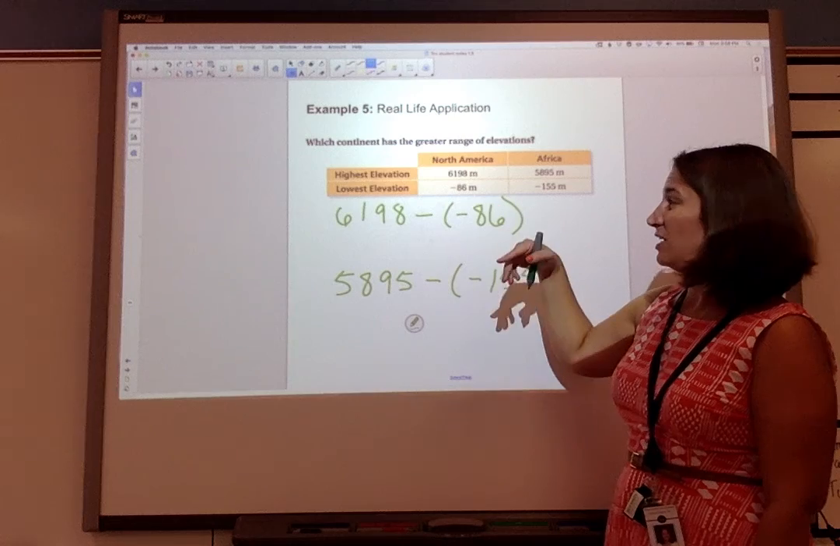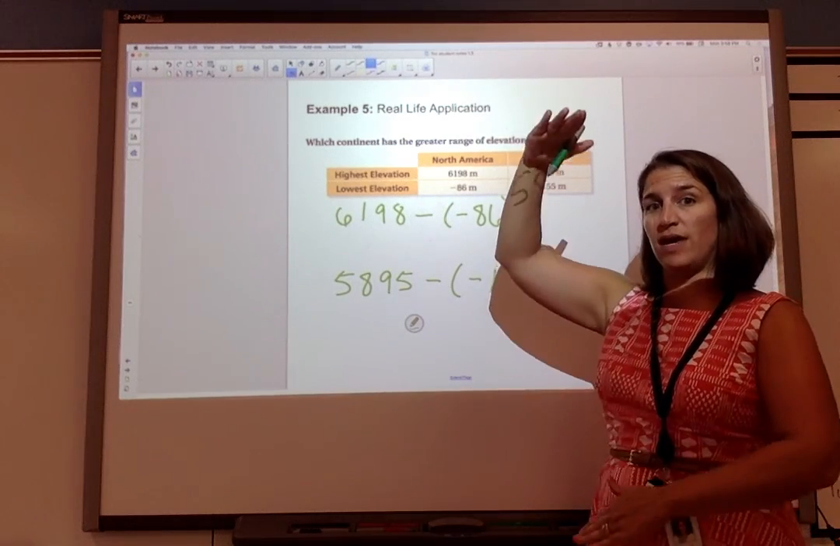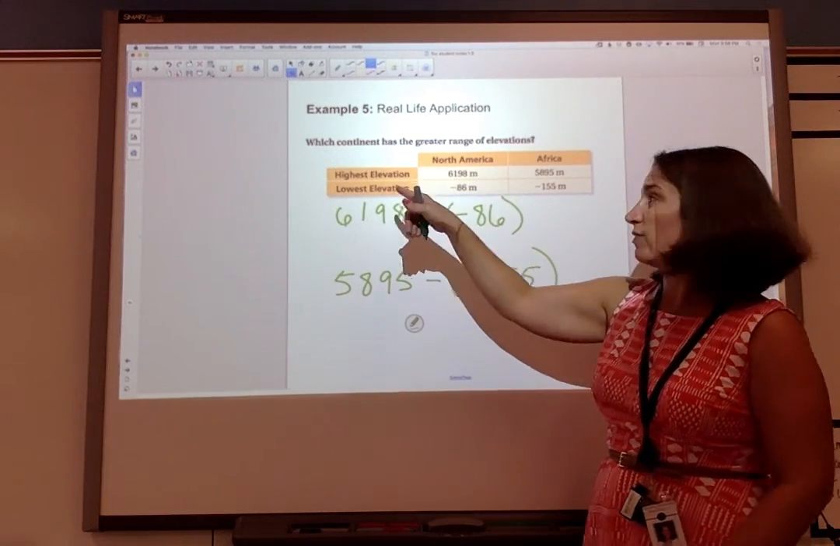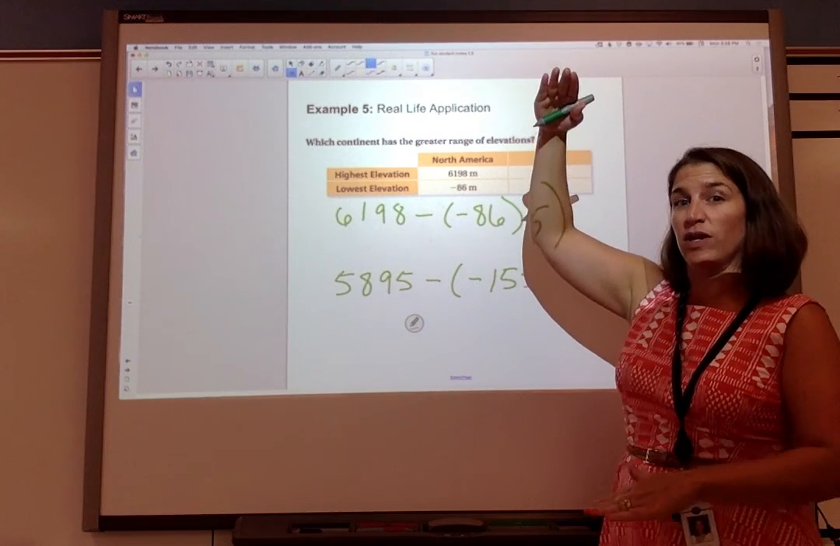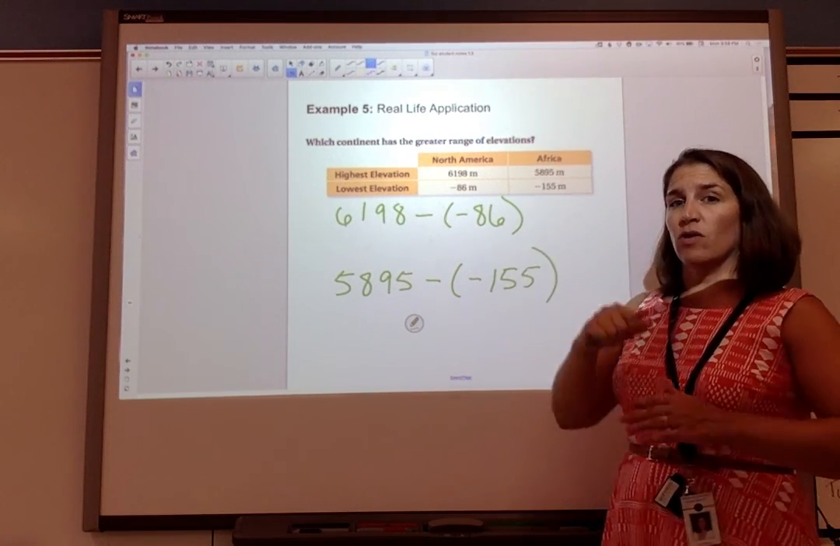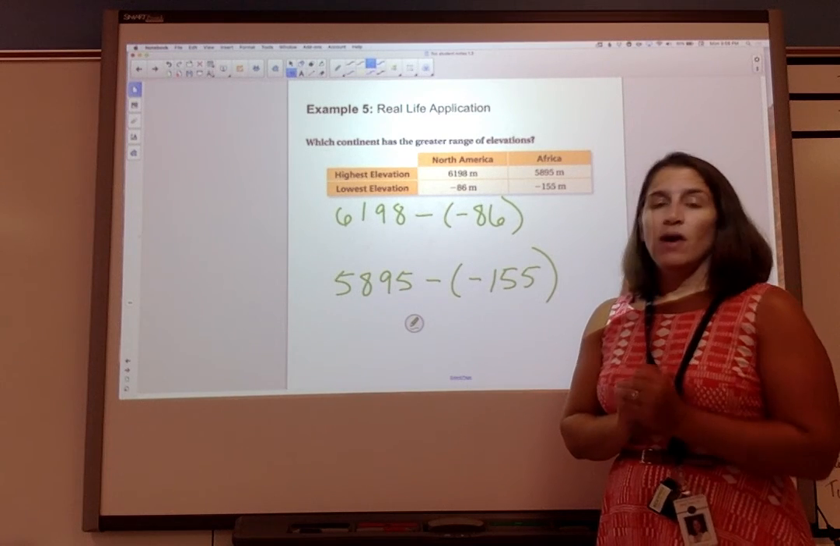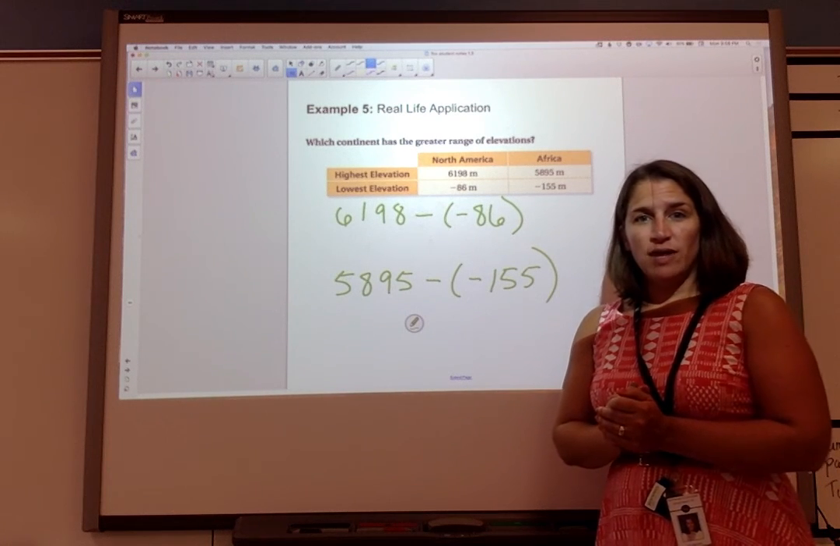Now, in both of these answers, we should end up with a number greater than the highest elevation because the lowest elevation is below sea level. So the range is going to be larger than from 0 elevation to the highest elevation. The range will be a little bit larger. So go ahead and see if you can figure that one out. Go ahead and try it on your own, and I'll see you soon.